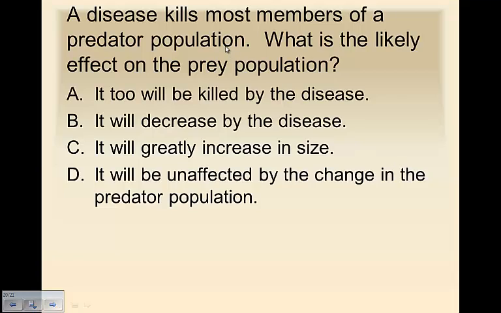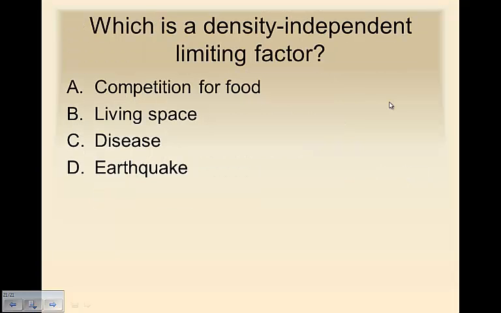Here you have a disease kills most members of a predator population. What's the likely effect on the prey population? So disease comes in and kills a predator population. Think a step farther. Think back to the slide with the red and the blue. What's going to happen? Density independent limiting factor. Remember, independent is related to the number. So what factor is not related to the numbers in the population?